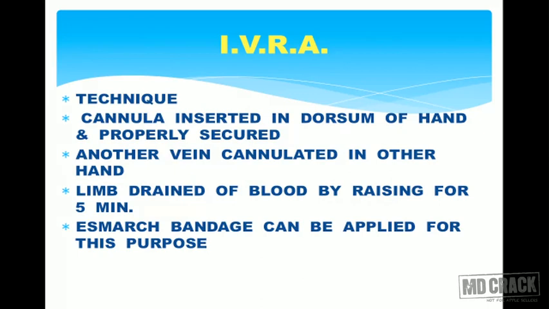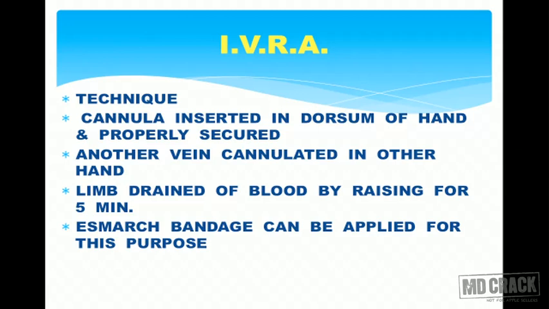Now, again, I'll talk about IVRA, the technique. How do you achieve this IV regional anesthesia? As you can see in the slide, first a cannula is inserted in the dorsum of the hand and properly secured. Say, for example, if you want to anesthetize this left upper limb, one small IV cannula is inserted in the dorsum of the hand and fixed. Then another vein is cannulated in the hand. First the upper limb is drained of blood by raising the hand for 5 minutes. Completely all the blood in the peripheral veins is drained off by raising the hand for around 5 minutes.